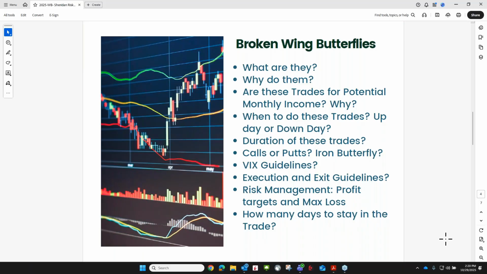So what are broken wing butterflies? Again, the example I used would be sell the at the monies. For example, if you're looking at SPX, if you buy your in the money call 70 points down from where you sell the at the money, and maybe buy an out of the money call 60 points up, right? That would be broken wing, that the distance from the short to the in the money call is different than the distance from the short to the out of the money. That's what makes them broken wing or unbalanced. If the distance on both sides is the same, that would be balanced.